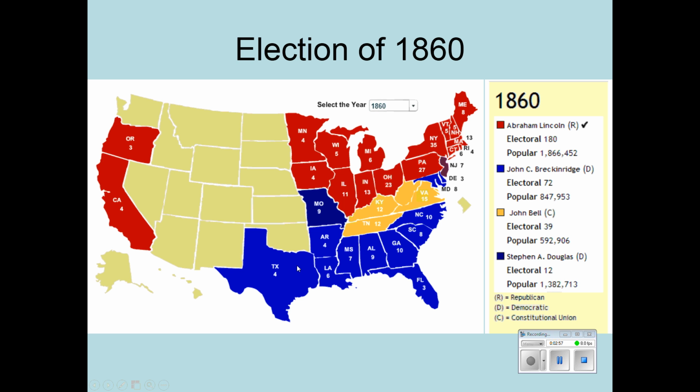You can see Breckinridge wins the great bulk of the southern states. Bell wins the border states of Virginia, Kentucky, and Tennessee, and Lincoln sweeps the North. Compared to 1856, Lincoln did much better than John C. Fremont. He won Pennsylvania, he won Indiana, he won Illinois, and some votes from New Jersey, and that was enough to give him the presidency.